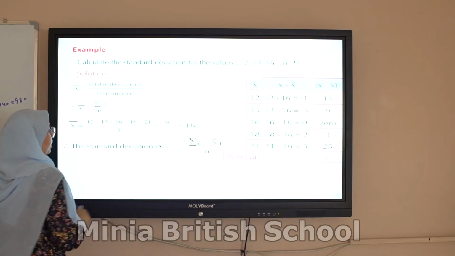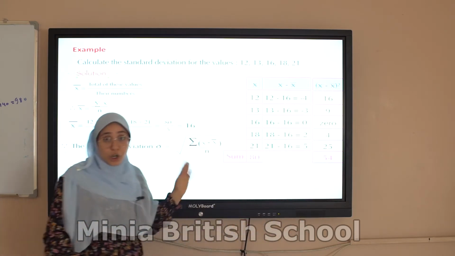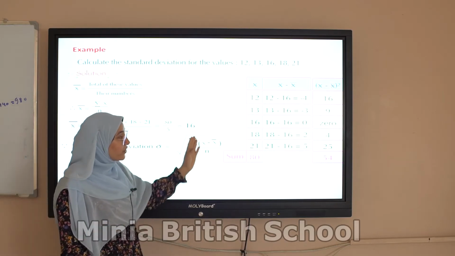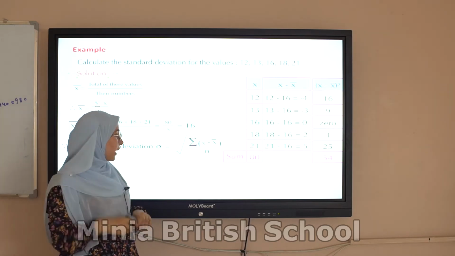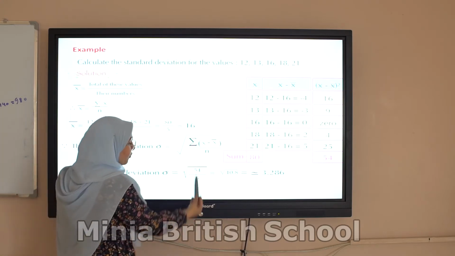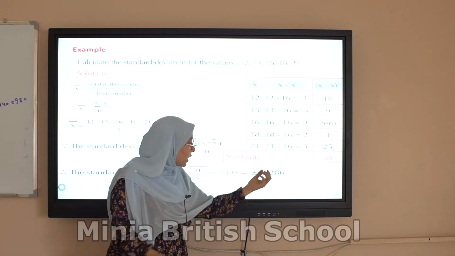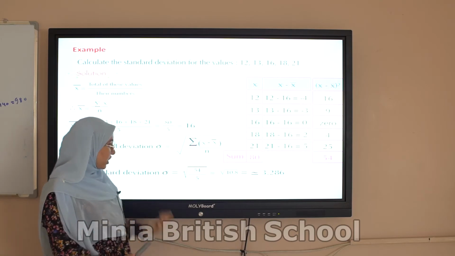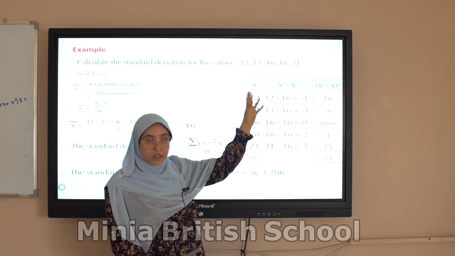So we substitute the value in this rule. We get sigma equals the square root of 54 divided by 5, since I have 5 values here. So the standard deviation equals root 54 over 5, which is root 10.8, approximately 3.286. So the value of the standard deviation here is 3.286 for the individual values.